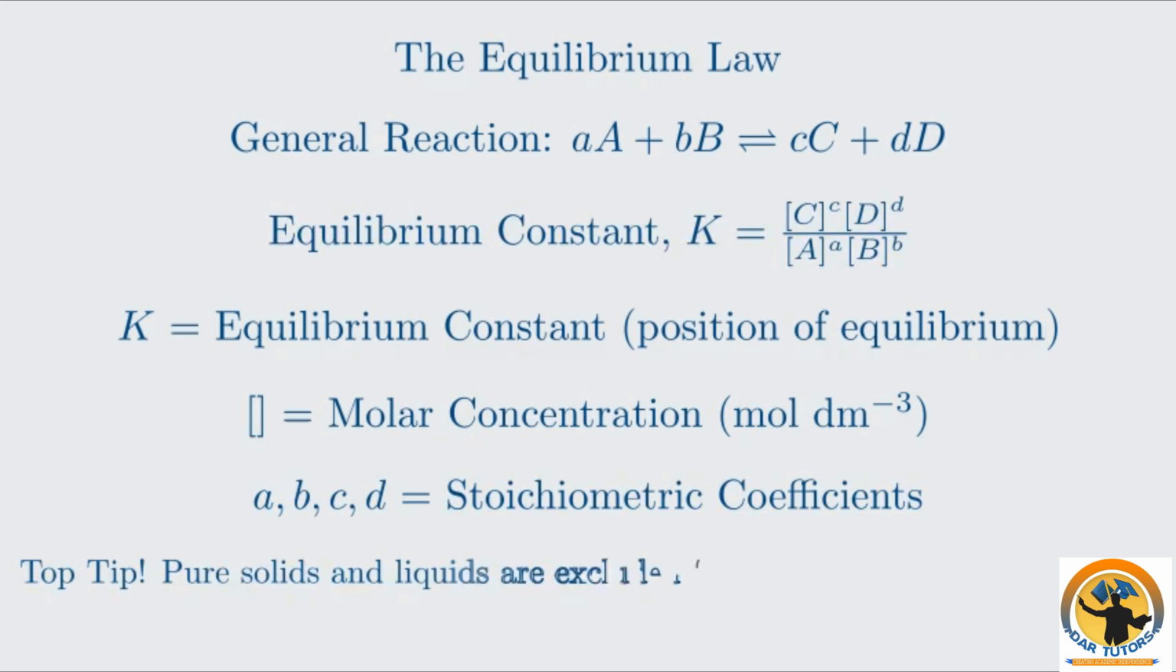A critical top tip for writing equilibrium expressions: pure solids and pure liquids are excluded. Their concentrations are considered constant and are absorbed into the equilibrium constant value itself. Finally, the value of K is constant for a particular reaction at a constant temperature. If the temperature changes, the value of K will also change.